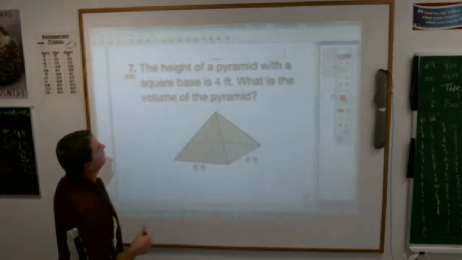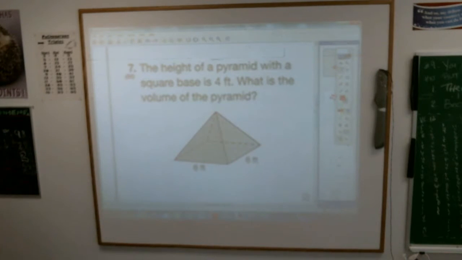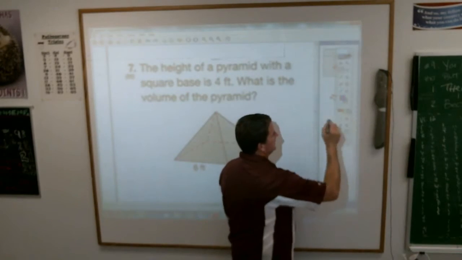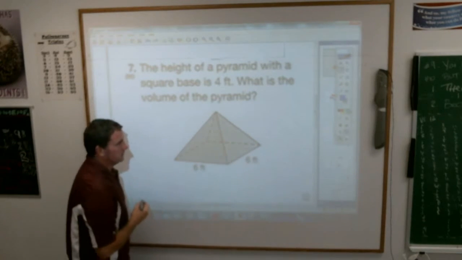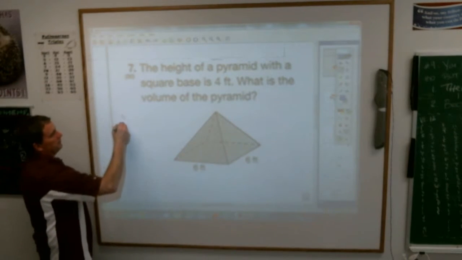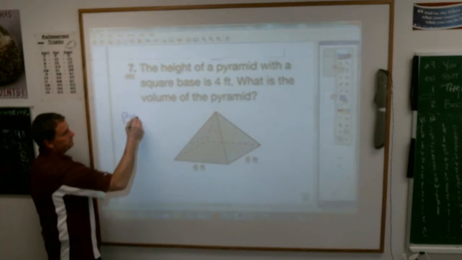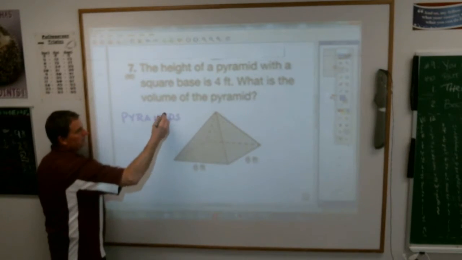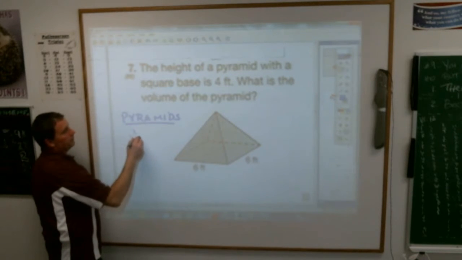The height of a pyramid with a square base is 4 feet. What is the volume of the pyramid? We will learn something new today. Listen carefully to this, kids. This will excite you. I thought I even did this as a little show and tell you last year. When you think pyramids, children, you should think of 1/3.